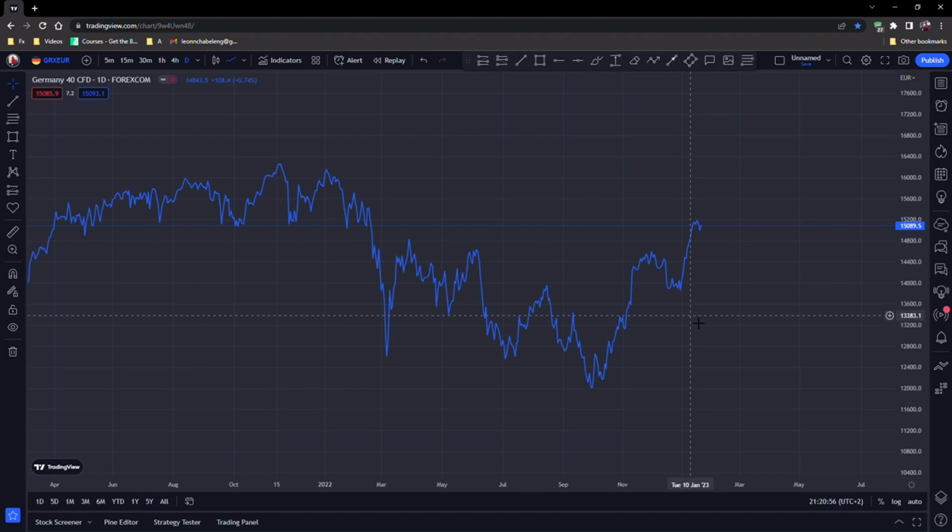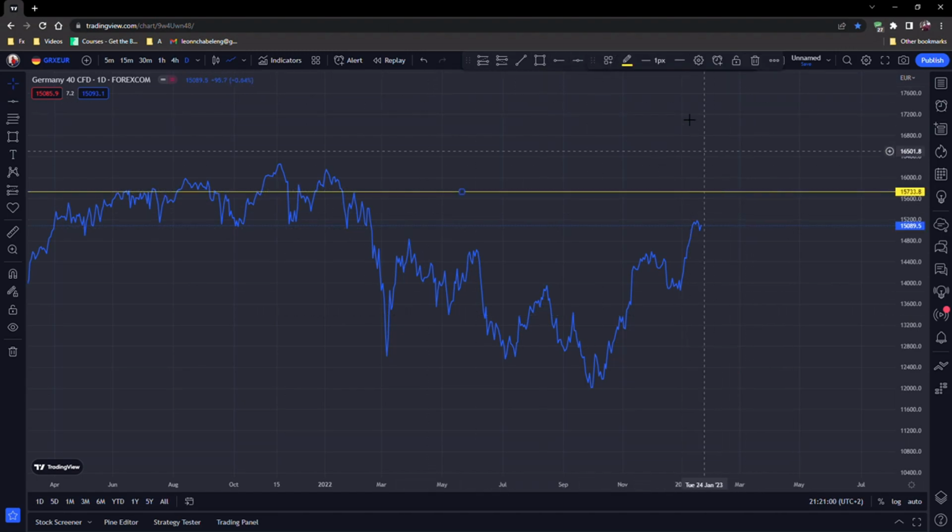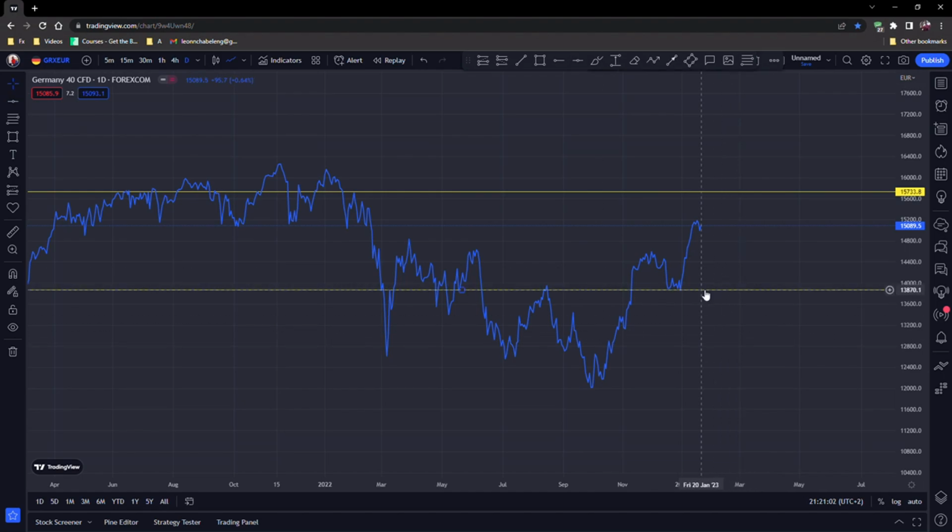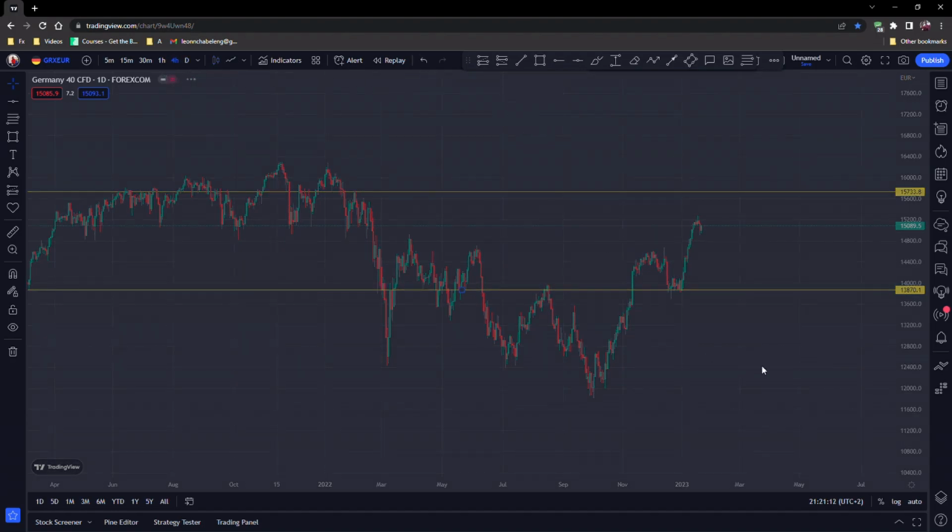Okay, we'll now be looking at Ger40. We are again going to plot our weekly high and our weekly low. Again, this is the area where we expect the market. On the daily time frame, you can see on the line not a lot of movement. We're going to move to the candlesticks and to the 4-hourly time frame.